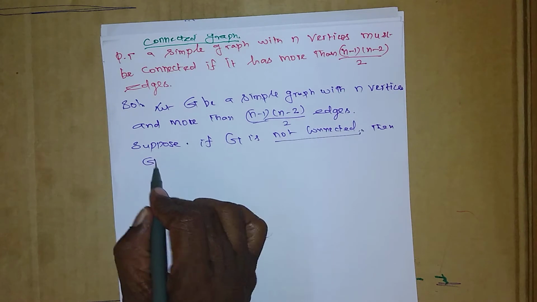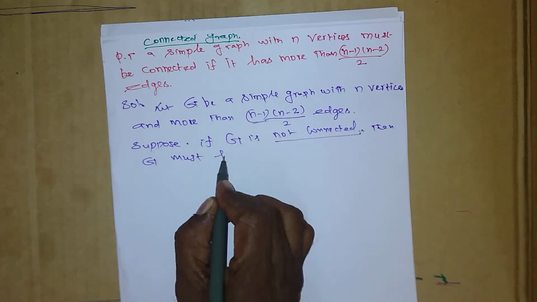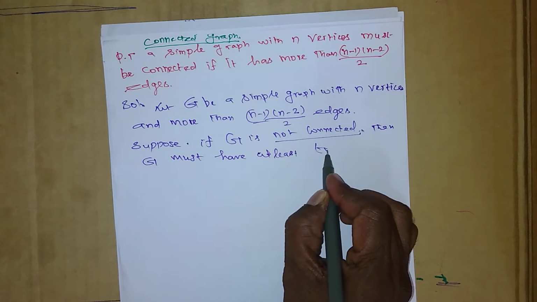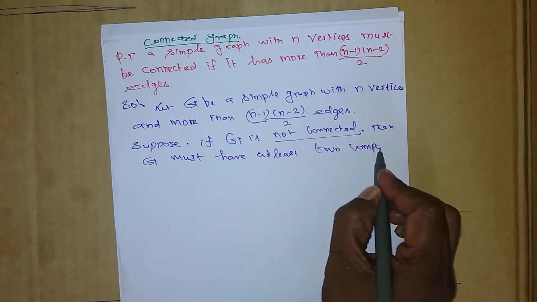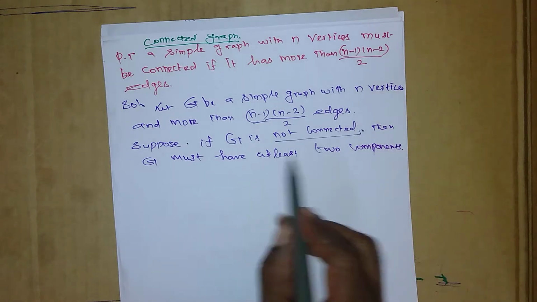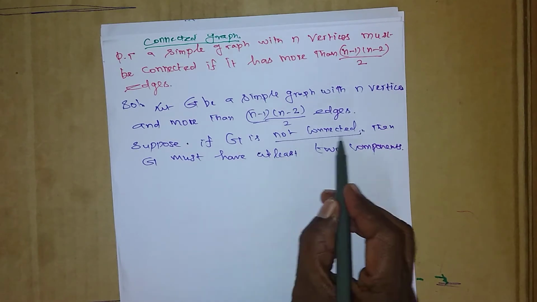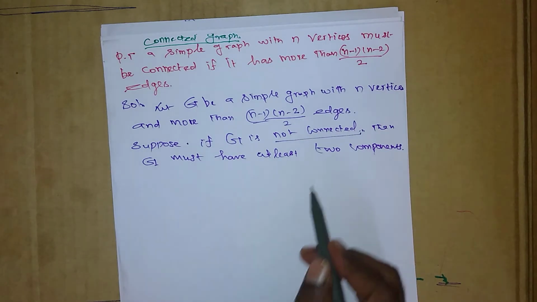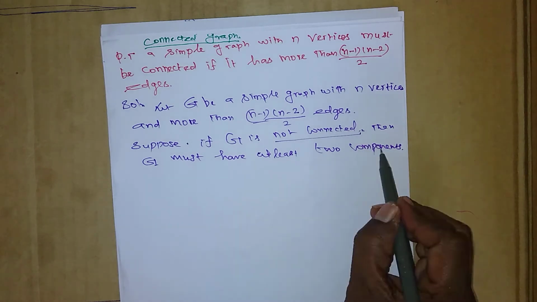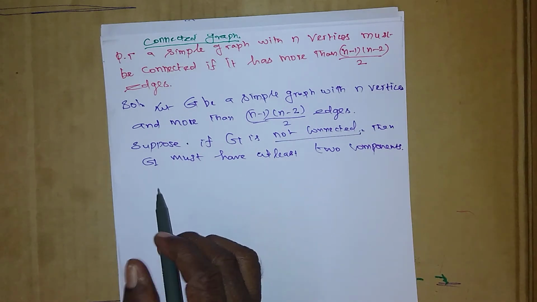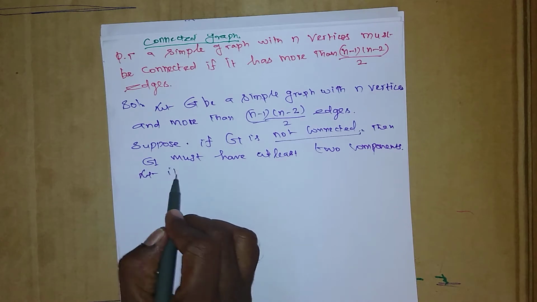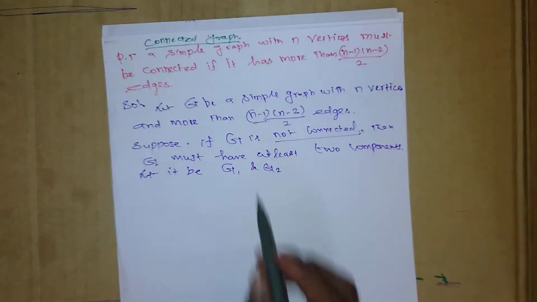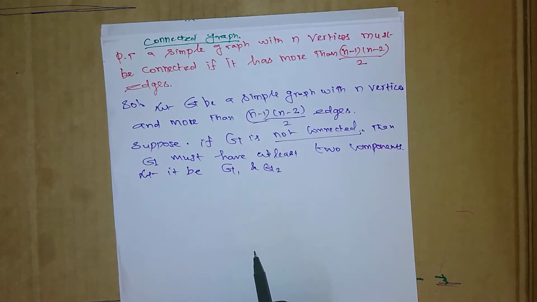Suppose G is not connected, then G must have at least two components. Components means two different graphs. It is not connected means G must have at least two components. Components means there are two graphs. Let them be G1 and G2. This G is split into two graphs, G1 and G2.